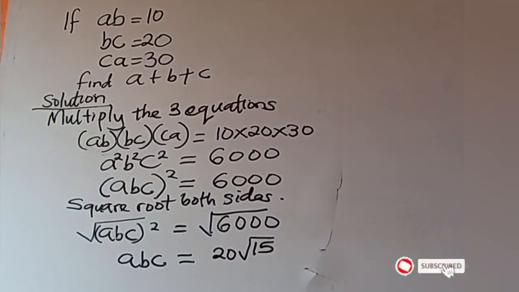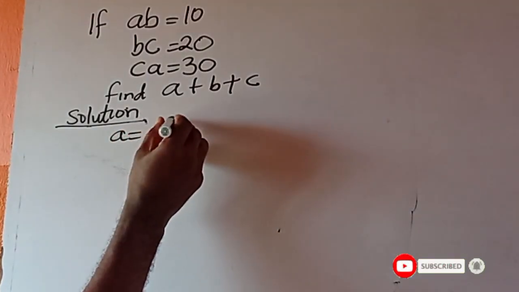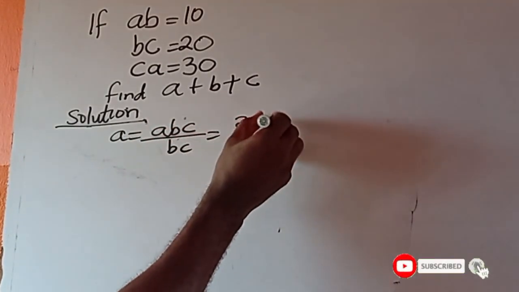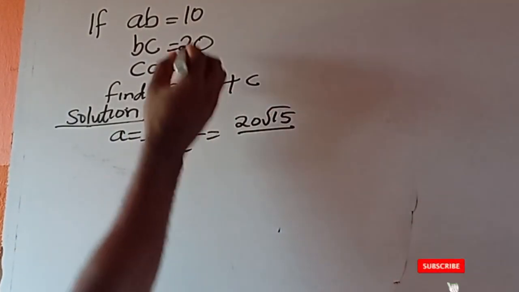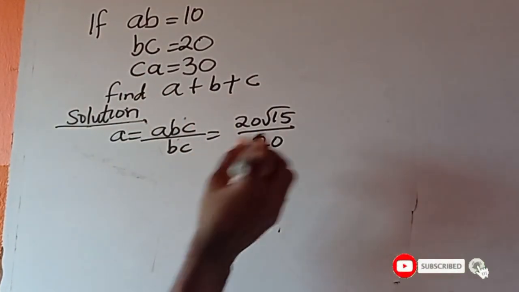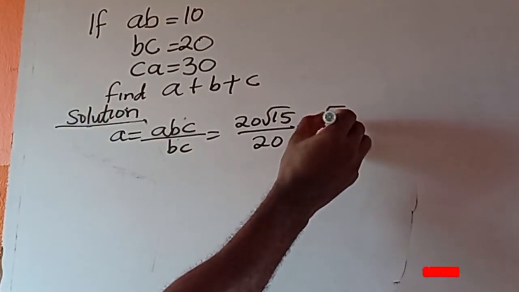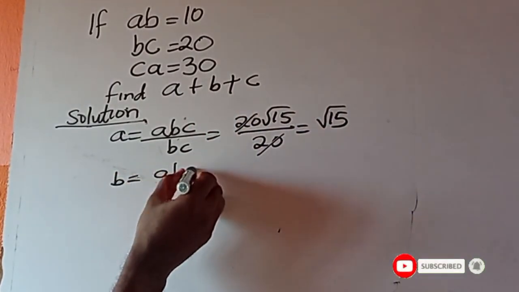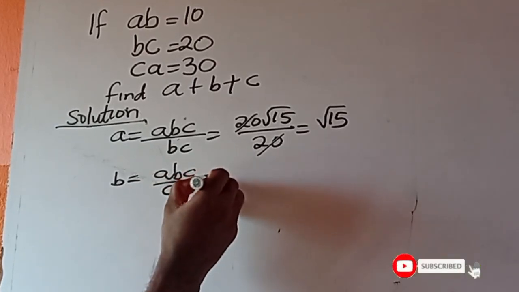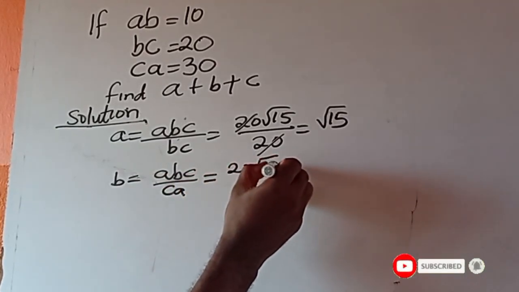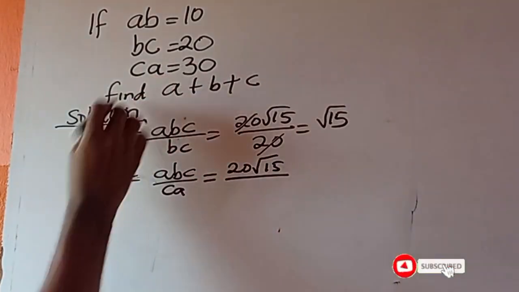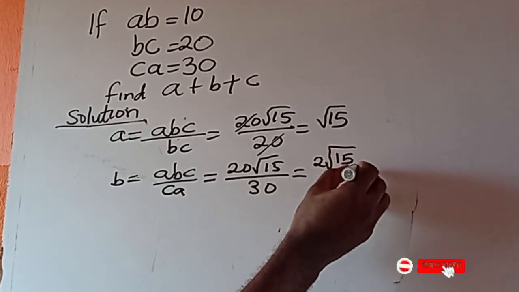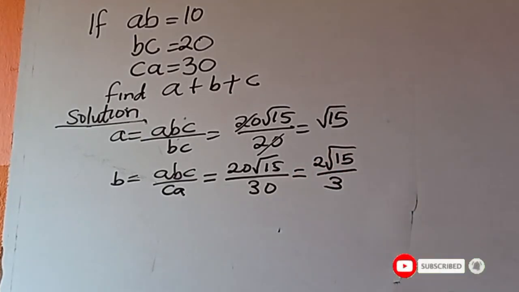Now we continue. When you say 20 root 15, it is going to be our ABC. So the formula for A is A equals ABC over BC, where your BC is 20. So 20 we cancel 20, we have root 15. Now we go to B, that's our ABC over AC or CA. That is 20 root 15 all over 30. So 0 we cancel 0, we have 2 root 15 over 3.